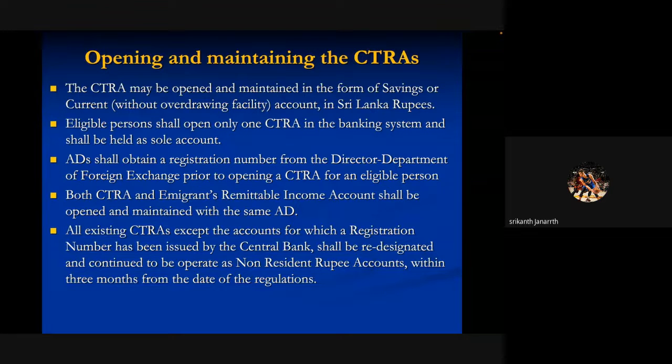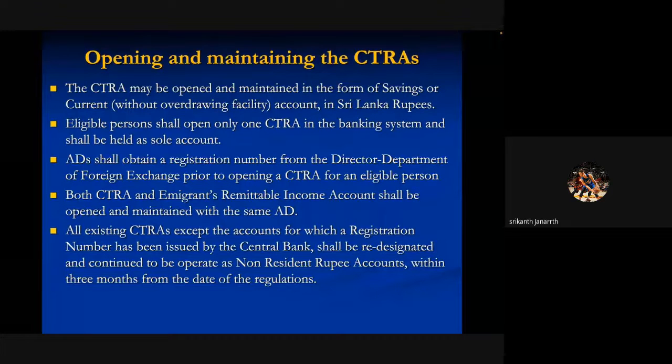So it is a very simple process. The account holder, the person who intends to migrate to another country, will come and tell the bank, I want to open a CTRA account. Then the bank also knows this CTRA needs to be registered with the central bank, right? And that there is a requirement. There is a simplified form. That form has to be filled by the person about to leave. The immigrant has to fill it.